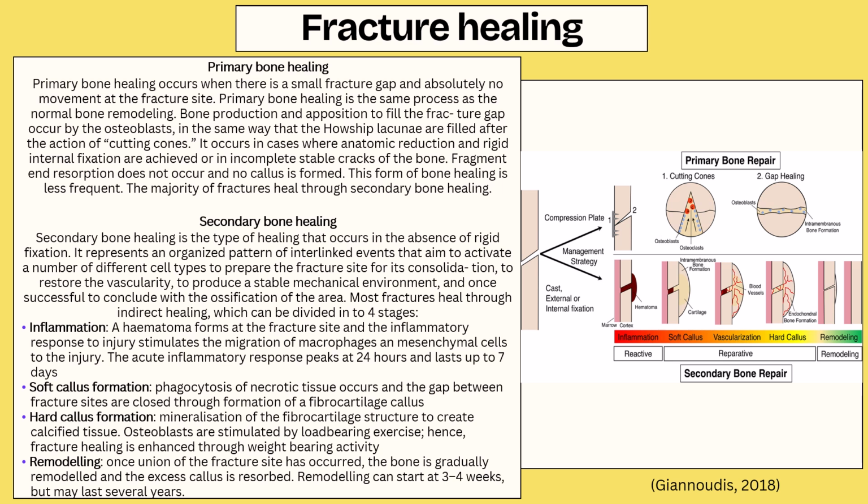Fracture healing. Fracture healing can be divided into two phases. First, primary bone healing, and the second, secondary bone healing. Primary bone healing occurs when there is a small fracture gap and absolutely no movement at the fracture site. But secondary bone healing is the type of bone healing that occurs in the absence of rigid fixation.